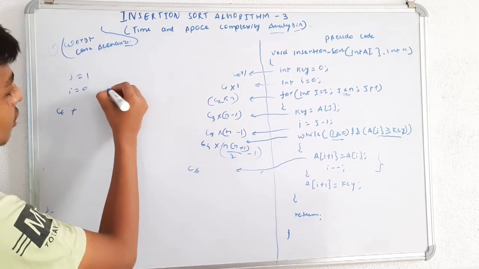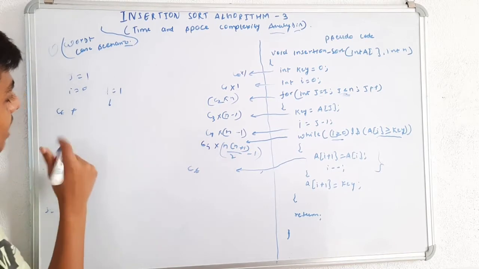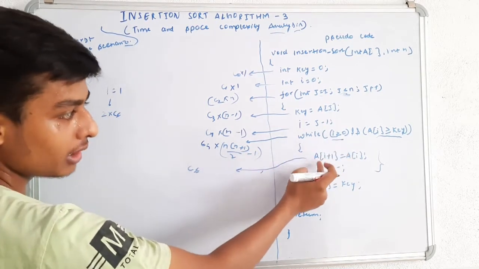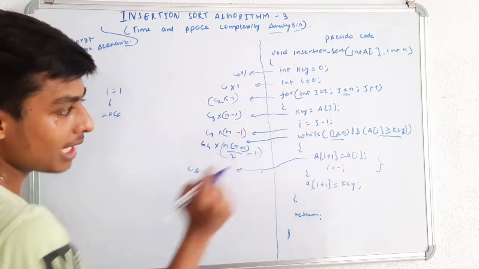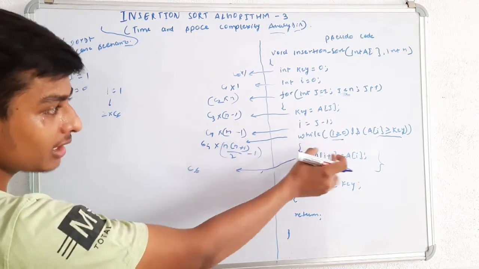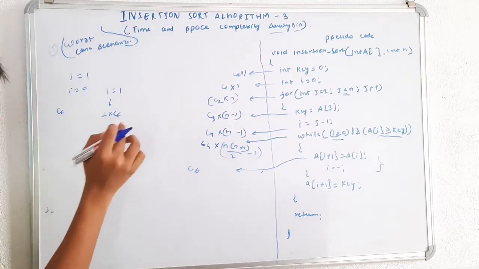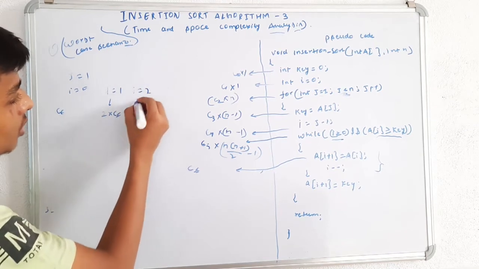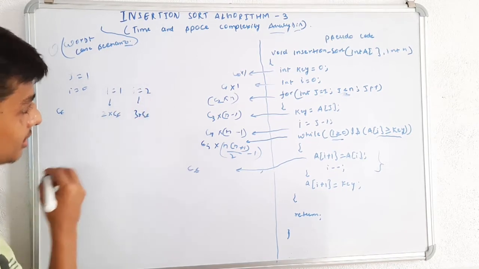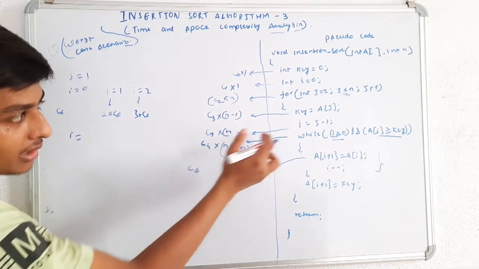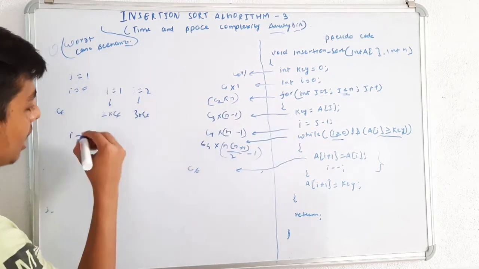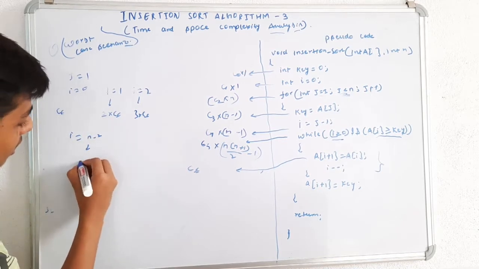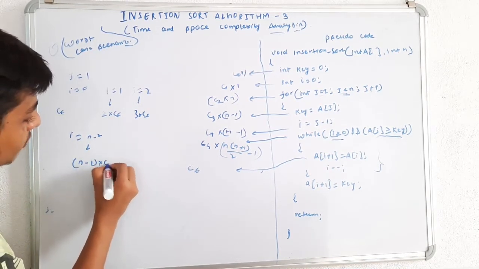Similarly, when I is equal to 1, how many times will it be executed? 2 into C6. For I equals 1, it will be executed, and for I equals 0, it will be executed. But when I becomes negative, it will not be executed. That means a total of 2 times, right? Similarly, when I equals 2, it will be executed 3 into C6. As we know the value of I will go from 0 to n minus 2. So when the value of I is n minus 2, it will run n minus 1 into C6.